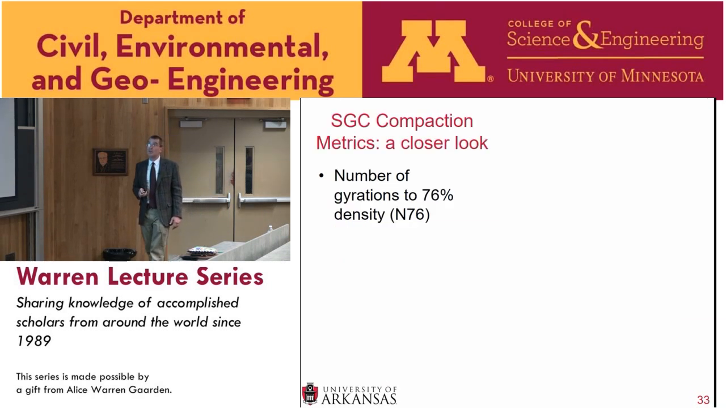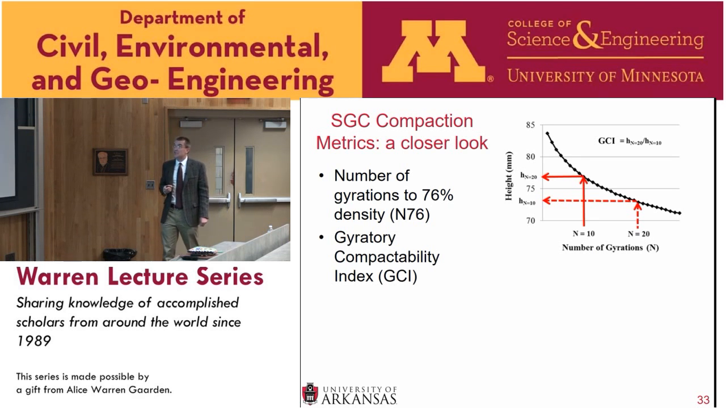So with the compactibility, we're looking at the SGC compaction metrics, the Superpave Gyratory compaction metrics. And there are 3 metrics that we look at. The first is the number of gyrations to reach 76% density. I mentioned that you put your material in the mold, you push down on it, you tilt it, and then that tilted mold rotates. And every gyration is recorded, and when it reaches 76% density, or there's 76% CIR material and 24% air, that is the number of gyrations required to reach 76% density.